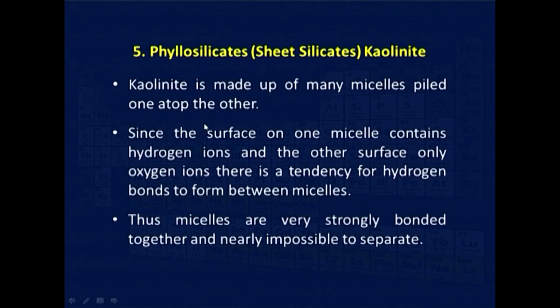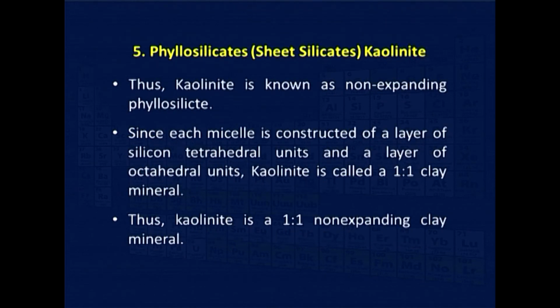Kaolinite is made up of many micelles piled one atop the other. Since the surface of one micelle contains hydrogen ions and the other surface only oxygen ions, there is a tendency for hydrogen bonds to form between the micelles. Thus, micelles are very strongly bonded together due to hydrogen bonding and nearly impossible to separate. Thus, kaolinite is known as a non-expanding phyllosilicate. Since each micelle is constructed of a layer of silicon tetrahedral units and a layer of octahedral units, kaolinite is called a 1:1 clay mineral. Thus, kaolinite is a 1:1 non-expanding clay mineral.